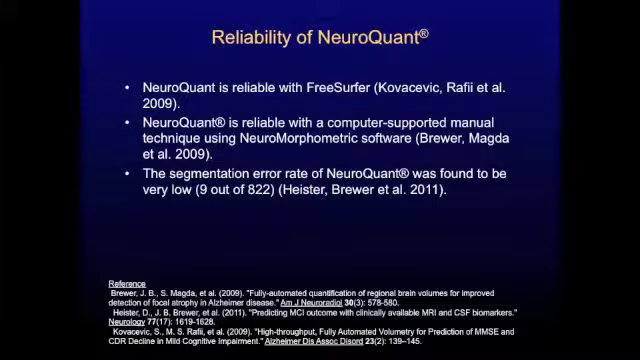NeuroQuant's been found to be reliable with a computer-supported manual technique using neuromorphometric software. And the segmentation error rate of NeuroQuant was found to be very low. Only 9 out of 822 regions were misidentified. Segmentation errors, that means those colored brain regions that are identified automatically by the software, a human being looks it over and makes sure that the computer program got it right. And if the computer program got it wrong, that would be identified as an error. It's always important to check those, and those errors occur at a very low rate, according to this study.